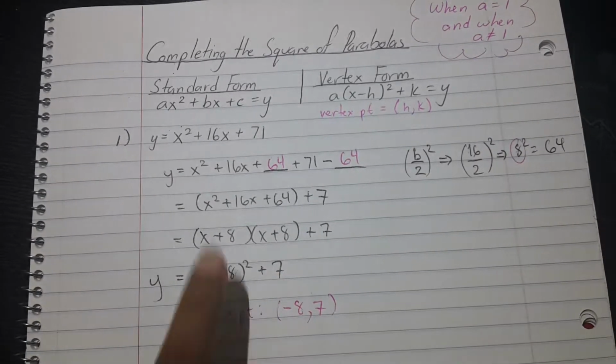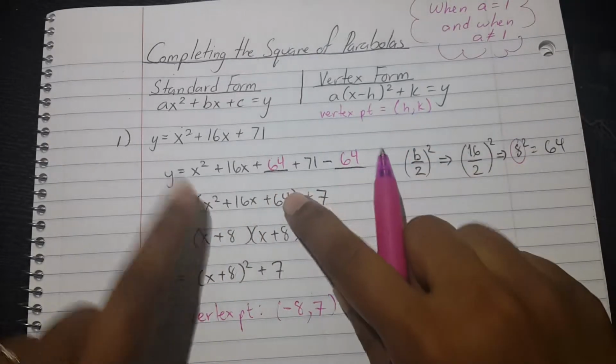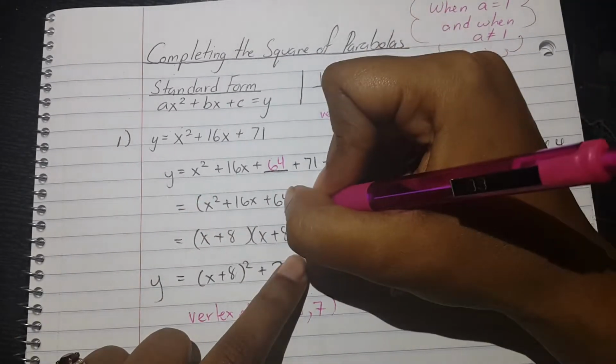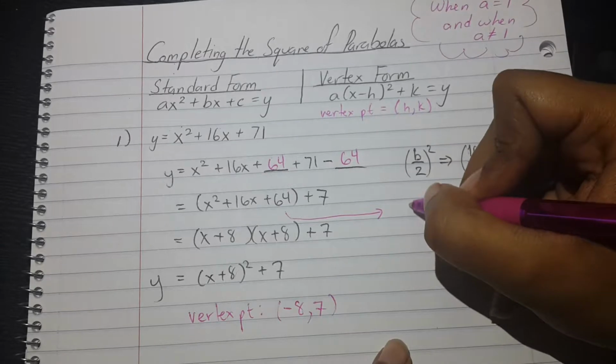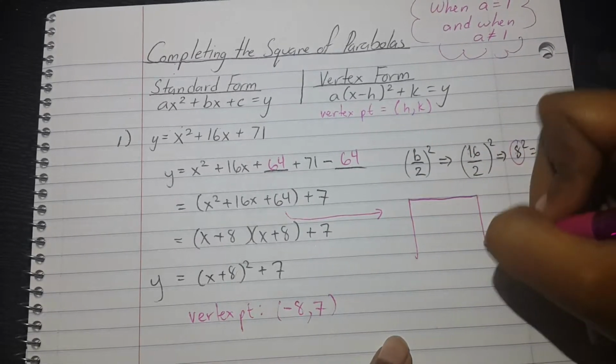So okay, cool. Now for those of you who struggle with this method, you can factor using the box method, and how that would look is you would just draw a box.